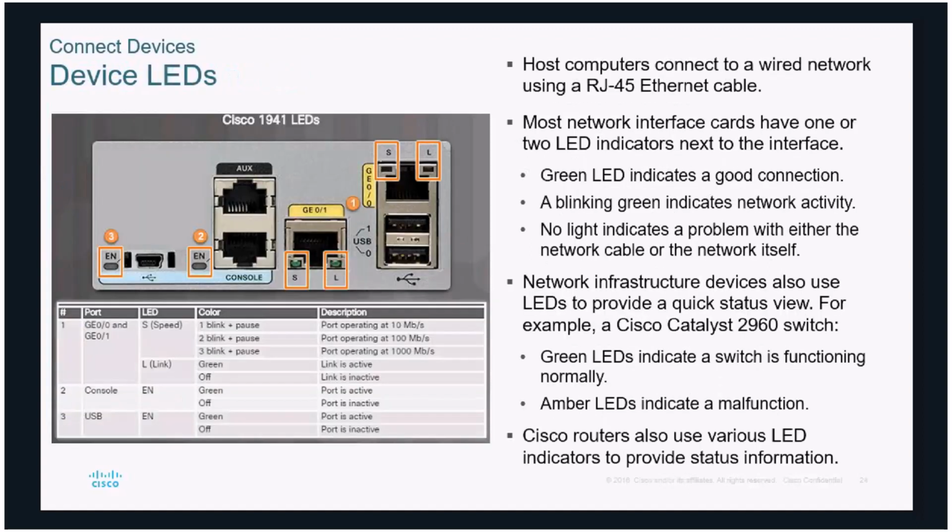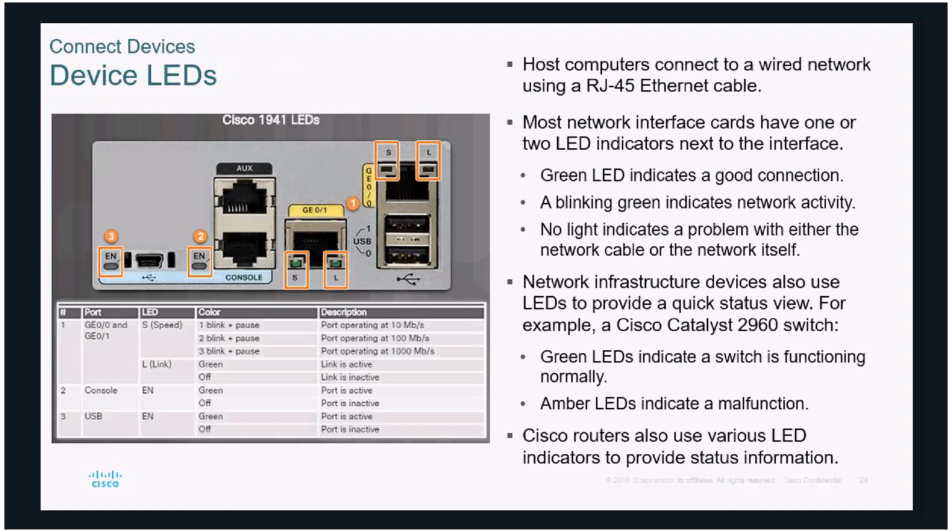Device LEDs, okay, these are the lights. These lights show different things. The lights are here, and there are two here, S and L. S is speed, L is link. Depending on how fast it's flashing is how fast the speed is, and L, link, is active or inactive. That's very standard for Ethernet.